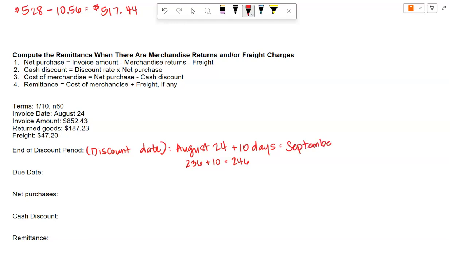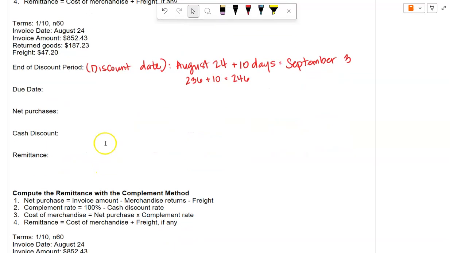Okay, so September 3rd is the last day of my discount period. My due date, remember we have N60, which means that it's 60 days from my invoice date. So I'm going to take that 236, which is also equivalent to August 24th, plus 60, and 236 plus 60 is 296.